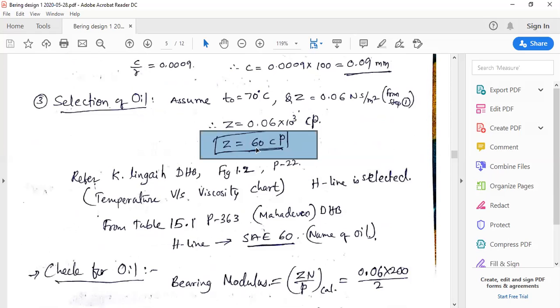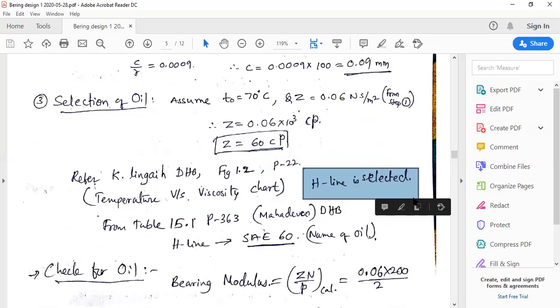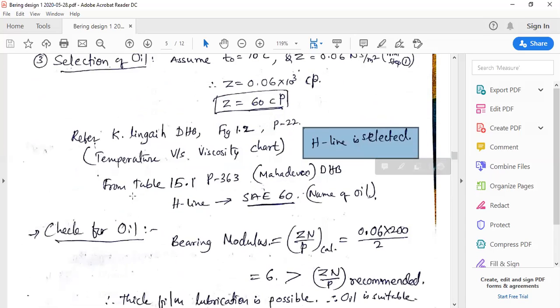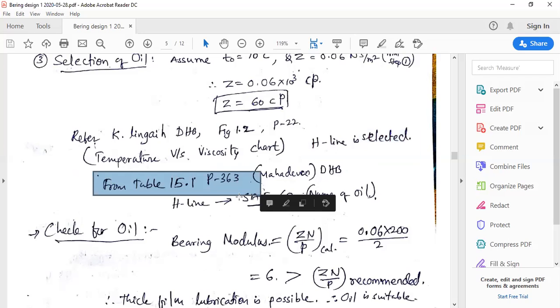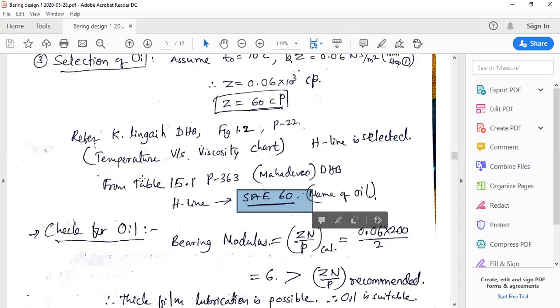With respect to this 60 centipoise and operating temperature of 70 degrees centigrade, we have to refer to figure number 1.2 of the Lingaya data handbook, that is the temperature versus viscosity chart. The H line is selected there. What is the name of this particular H line? We come back to our Mahadevan data handbook and refer to table number 15.1, page number 363. There, the H line refers to SAE 60 oil.